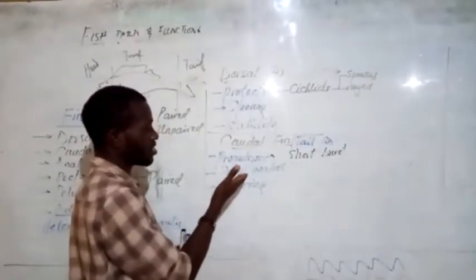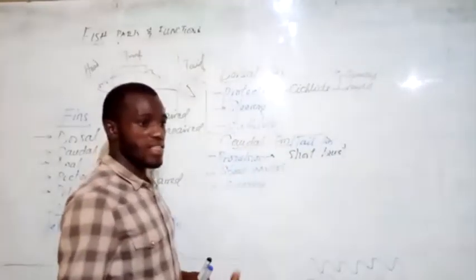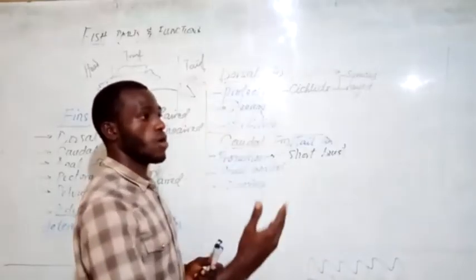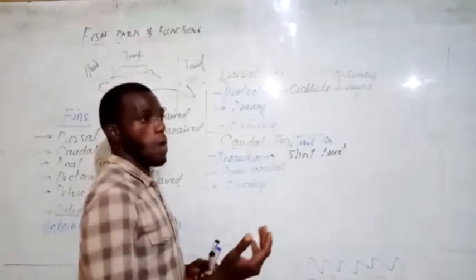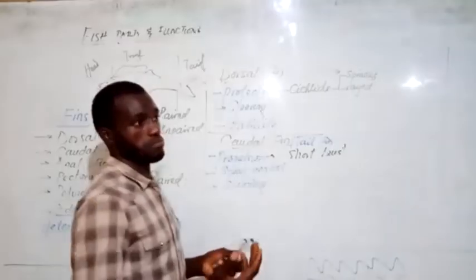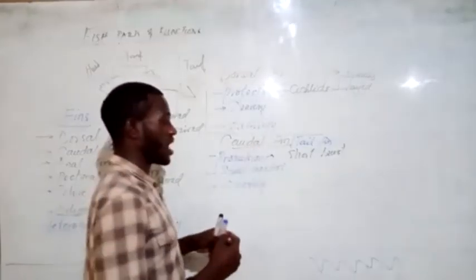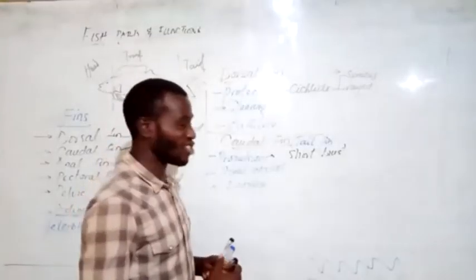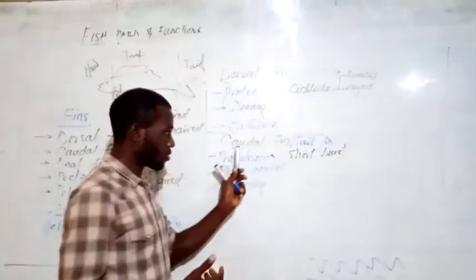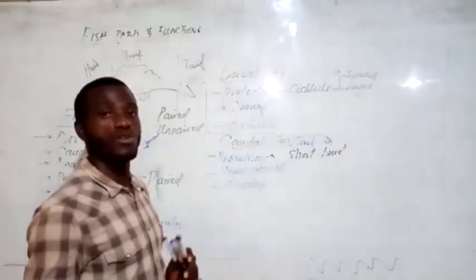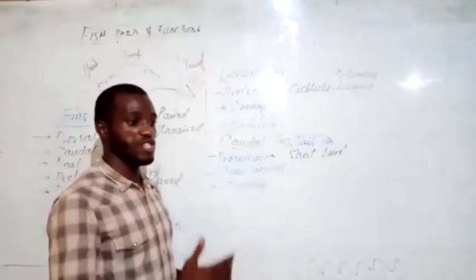Now, another thing is the speed control. So whether the fish will move really fast or really slow or quite slow or quite fast is dependent on this caudal fin. And I talked about the fact that it is the shape of the caudal fin that determines the amount of speed that the fish will possess.